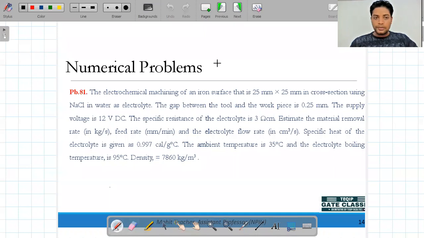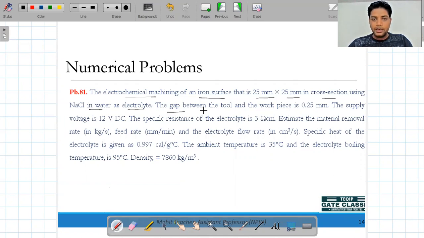Okay, so let's take this problem. The electrochemical machining of an iron surface, again a single material they are talking about. Iron surface that is 25 by 25 mm in cross section, using NaCl in water as electrolyte. So here we are not taking simple water, but we are taking salty water.